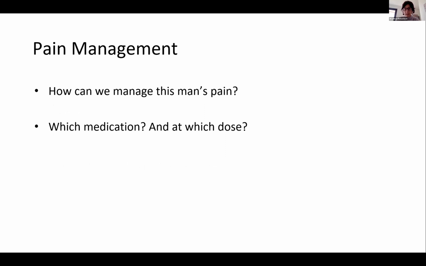So if you all just think now about how we might be able to manage this man's pain. Think about the WHO analgesic ladder, and we've just learned about the step 3 ladder, and have a think about which step you think this man may need to manage his pain from the history we've already shared. Which medication should we try, and at which dose? So while you think about that, I'm going to go on with the case. Feel free to write any suggestions in the chat or any questions you may have.